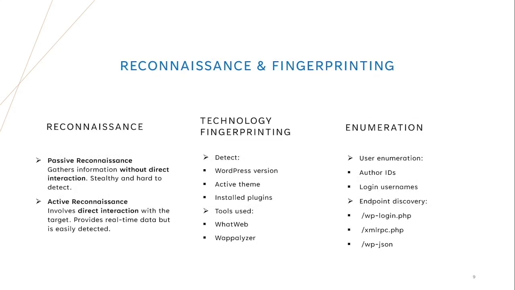Next is reconnaissance and fingerprinting. In reconnaissance there are two types: passive recon and active recon. In passive recon, we gather information without direct interaction, stealthily and hard to detect. We should not interact with the server or their database. We gather the information without affecting their network or disturbing their architecture, and it is hard to detect that we are gathering their information.